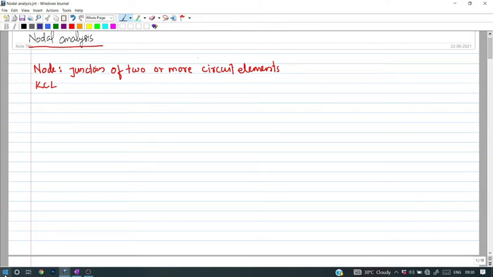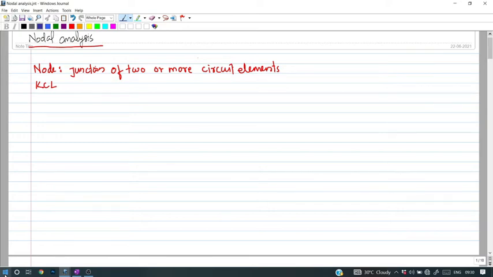In this method, we can obtain all node voltages in a network. Using these node voltages, it is possible to determine the value of current and voltage related to different circuit elements. We can find current through all passive elements. We can find the voltage drop across all passive elements.